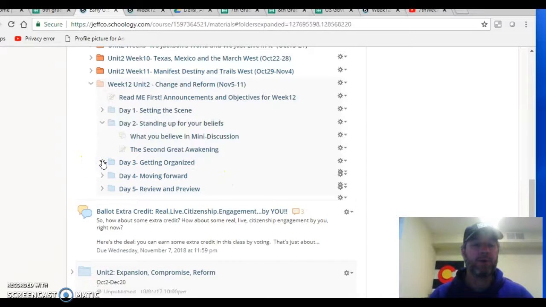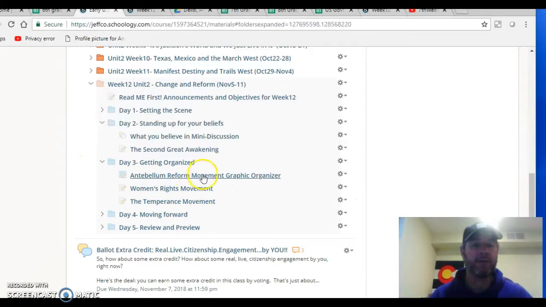And then we also have the antebellum reform movement graphic organizer. You actually have 3 choices. There are 3 different things you can do in this assignment. So you have choices in getting that assignment done. And then going through all the information, and then you will have your quiz to get 100% on. Switch to day 5.